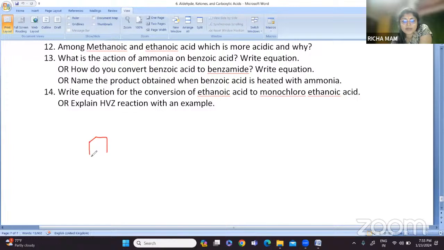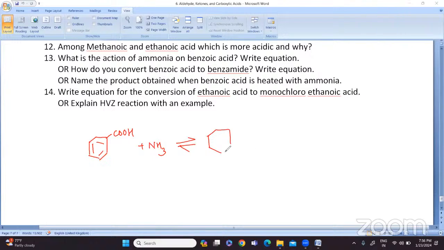So let me write the structure of benzoic acid first. Yes, students, this is benzoic acid. When benzoic acid reacts with ammonia, what happens? It gives you ammonium benzoate. So this is the structure of ammonium benzoate, C double bond O, NH4 plus.